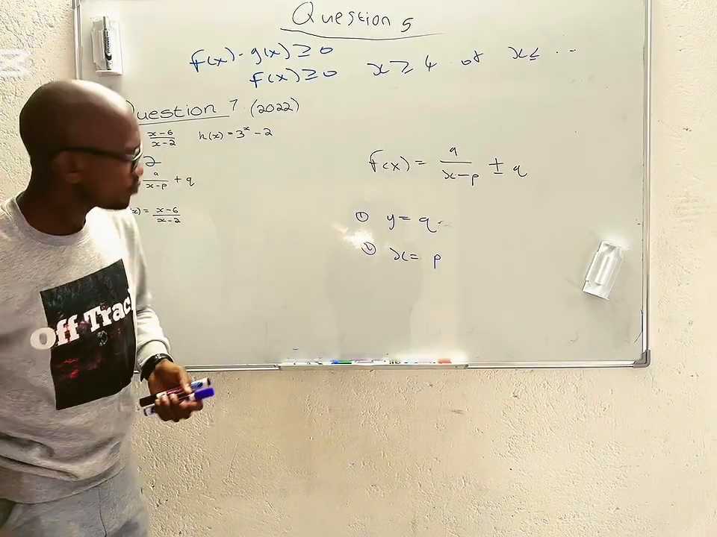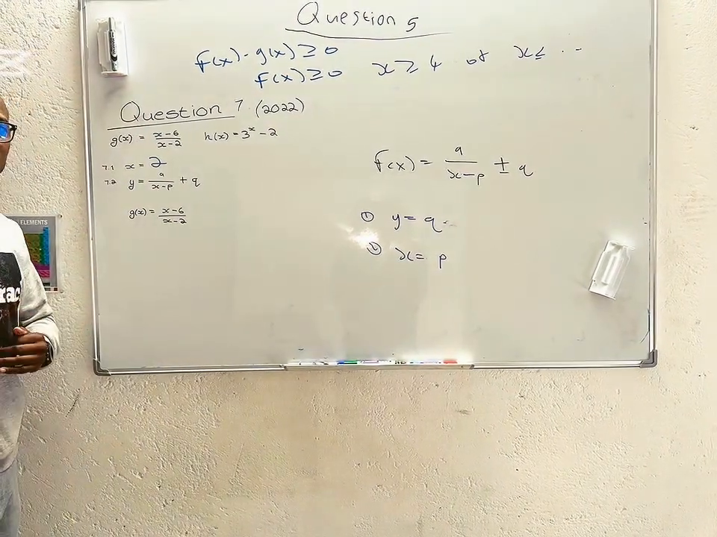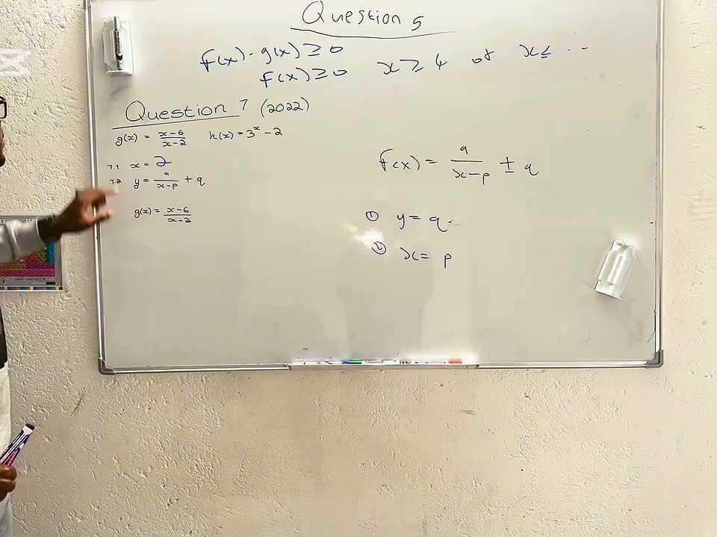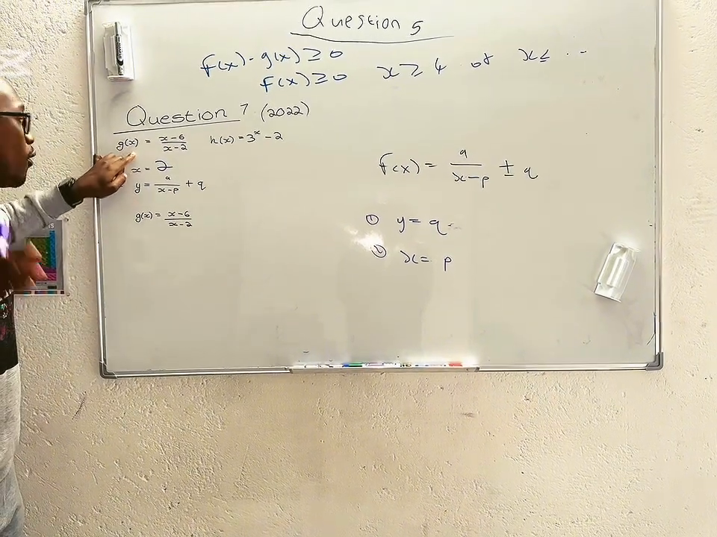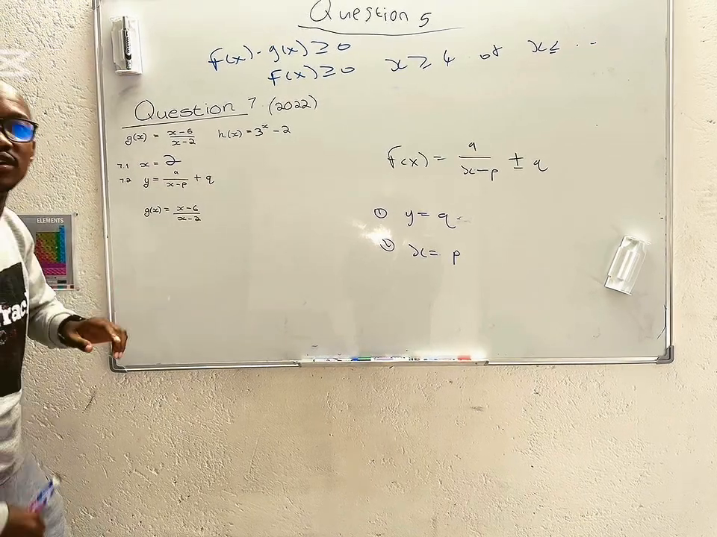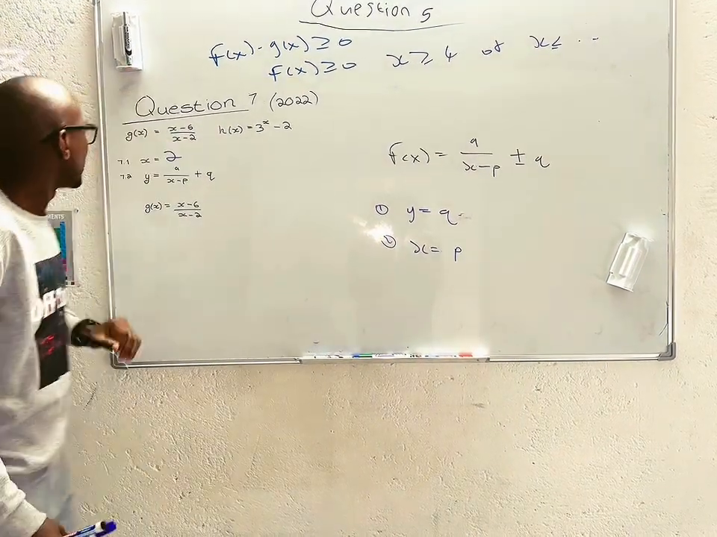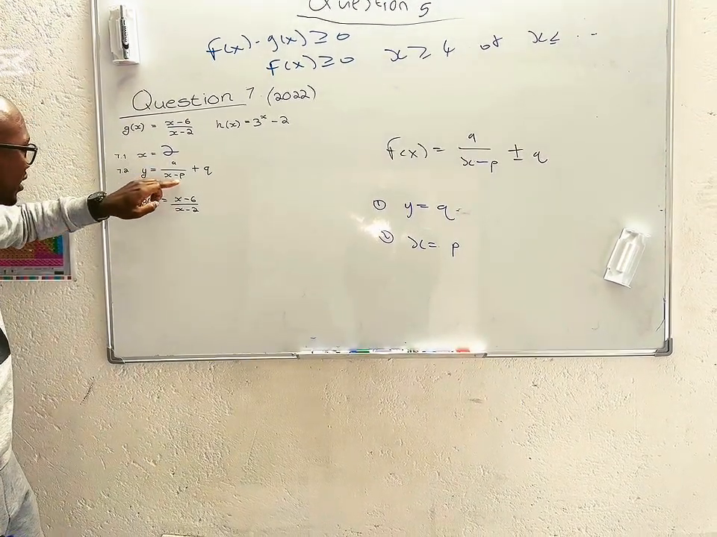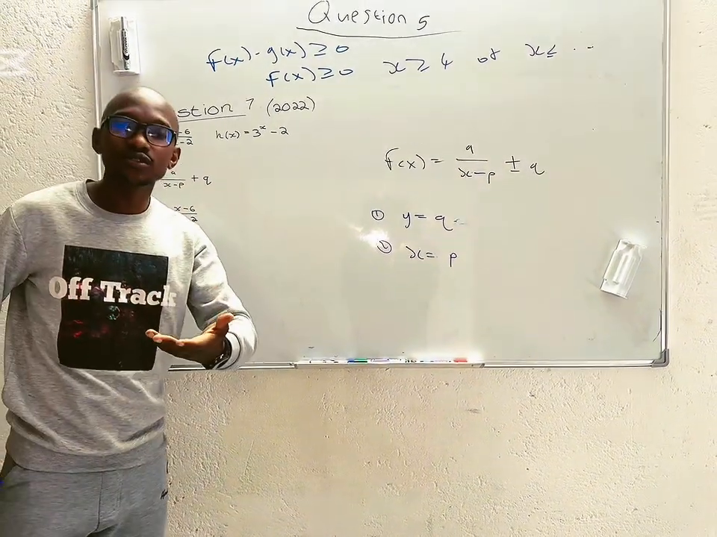From there, let's try now to answer 7.2. They are saying to us that we must write g of x in the form y equals a over x minus p plus q. If y equals a over x minus p plus q, how are we going to do that, my people?